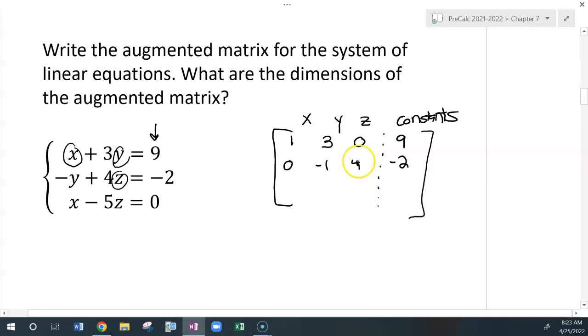That's a 4. No, it's not letting me write. There we go. And then my third one, I have x, so I have invisible 1. I don't have any y at all, so I put a 0. I have negative 5 for my z coefficient, so I put a negative 5, and my constant is a 0. And that's called the augmented matrix.